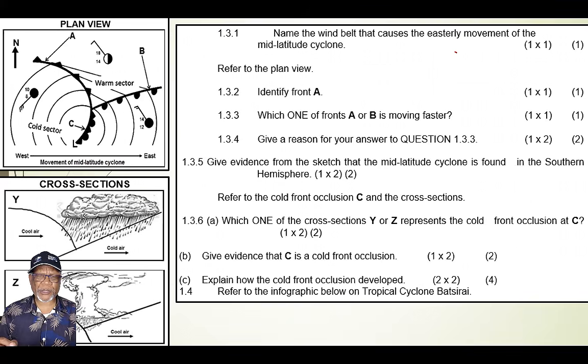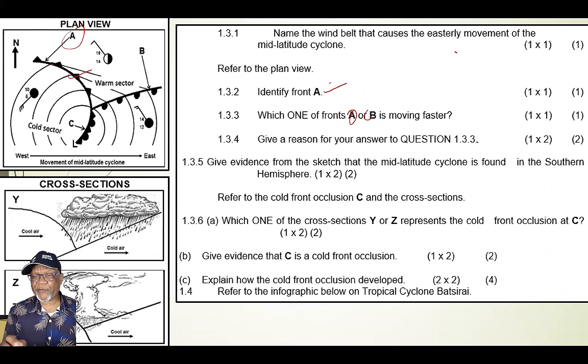Then the other quite simple question, they say identify front A. What is front A? This is your cold front. And which one of front A or front B is moving faster? We've already said it is front A, which is moving faster. Why is it moving faster? Because of the steeper gradient. And it's going to end up catching up, and therefore resulting in the stage called occlusion stage.